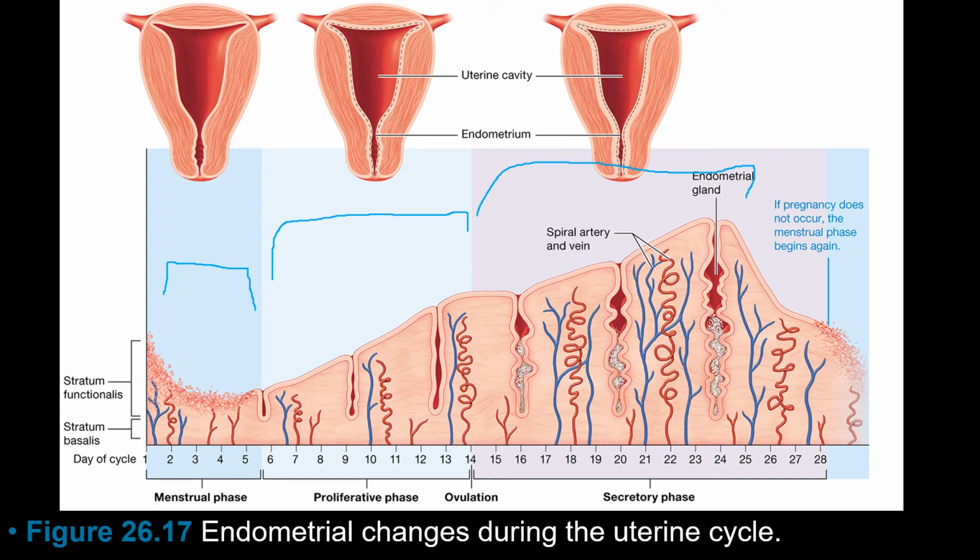We get to this maximum thickness where you have endometrial glands producing mucus or uterine milk. You have the spiral veins and arteries giving blood flow to this tissue. And if pregnancy doesn't occur here, then after this point, the stratum functionalis begins to break down again, and it is again going to be released as blood and other tissue. If pregnancy does occur, then this thickening of the uterine wall will continue through the entire pregnancy.